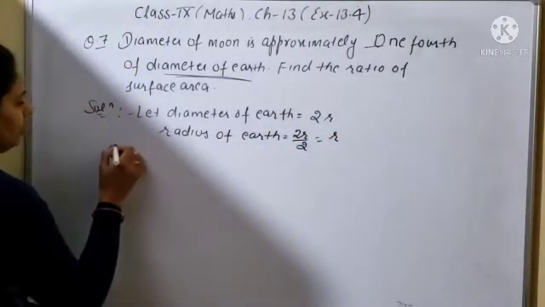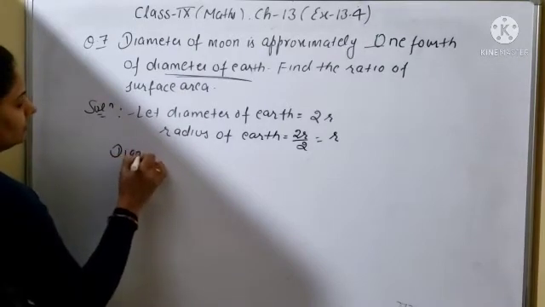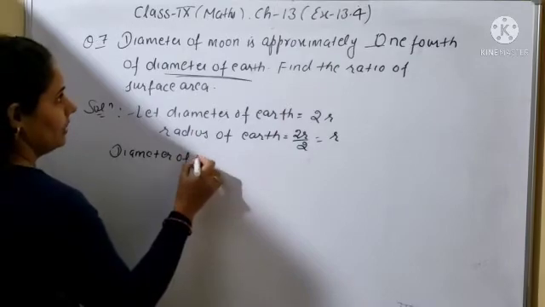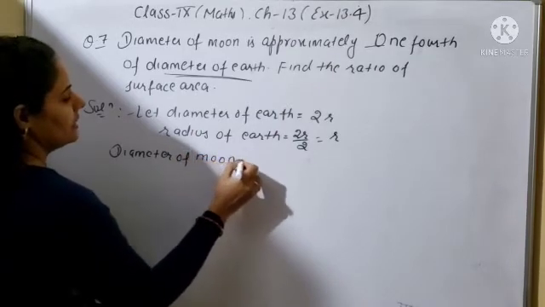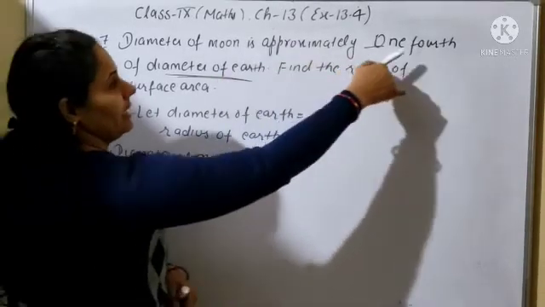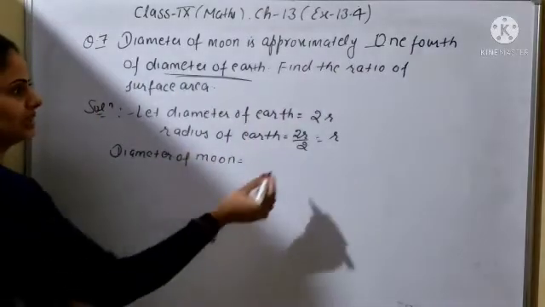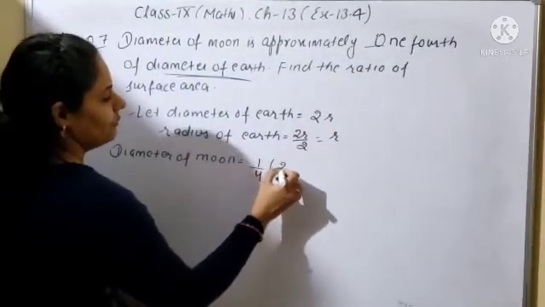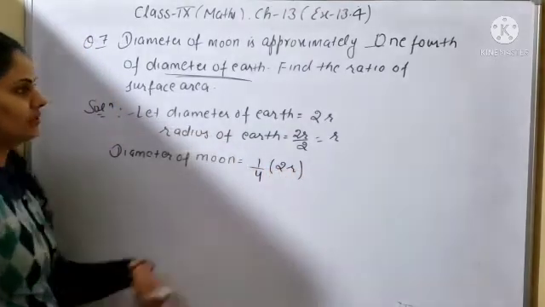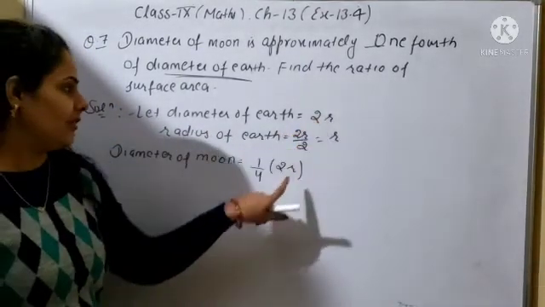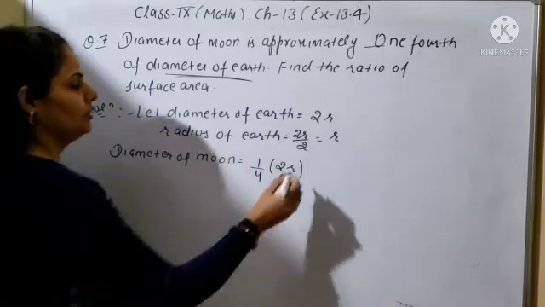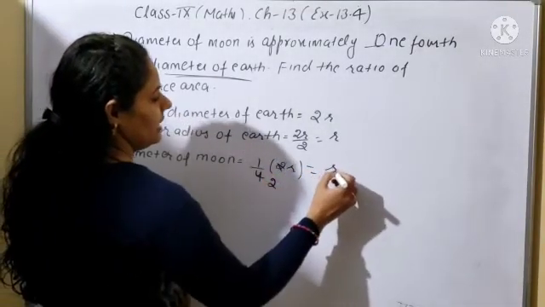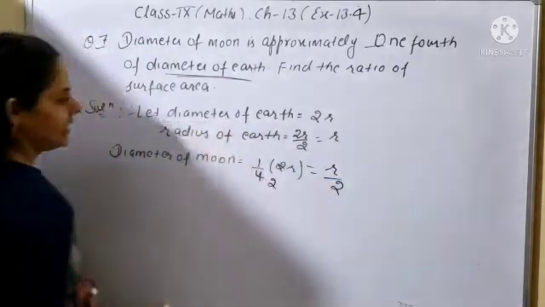Clear? Now diameter of moon, what is given? Diameter of moon is approximately 1/4 of diameter of earth, and earth diameter is 2r. So 1/4 of diameter of earth, where diameter of earth is 2r, will be 1 by 4 into 2r. 2 2s are 4, you can cancel out. So it will be r upon 2. So this is the diameter of moon.